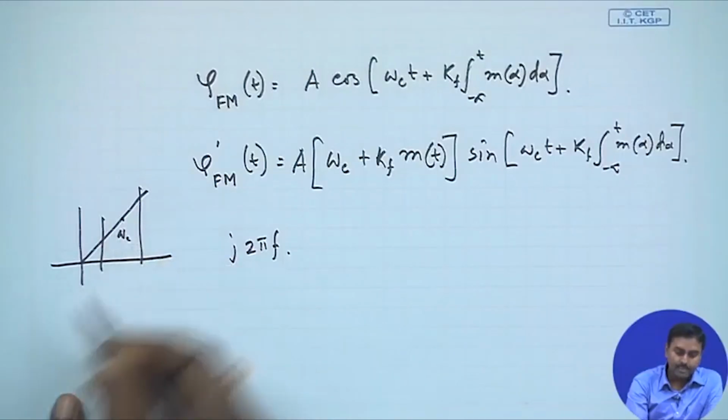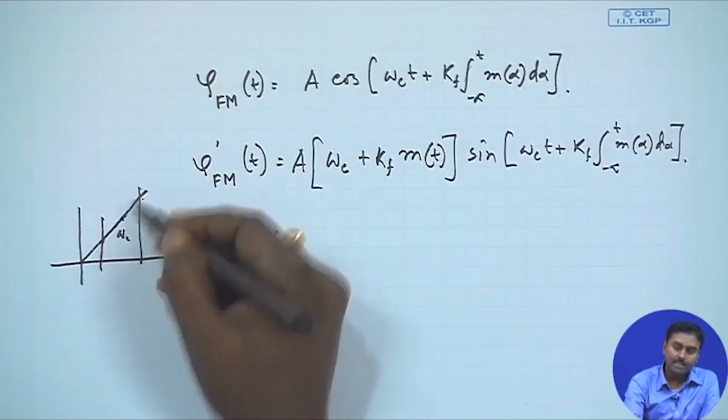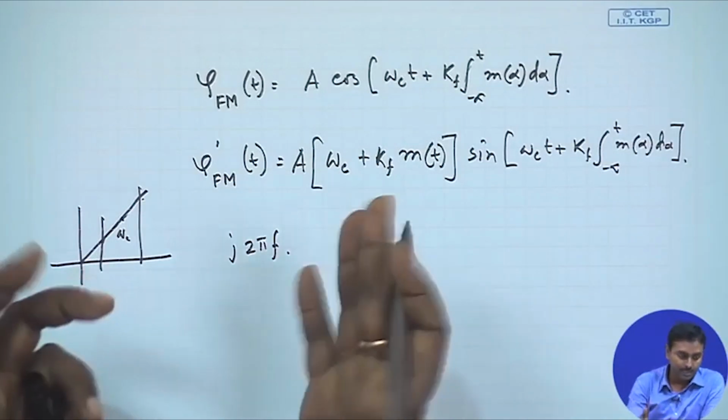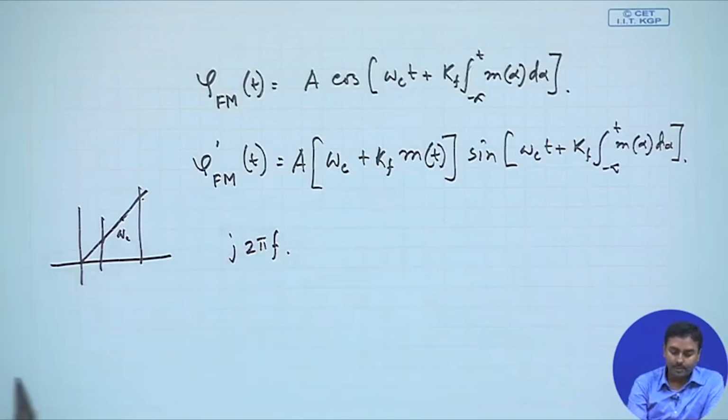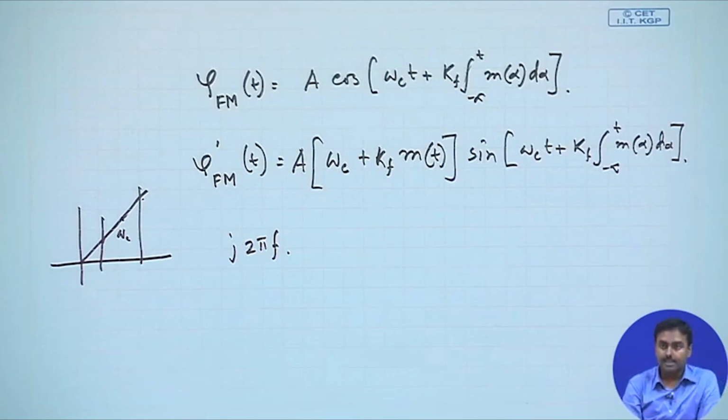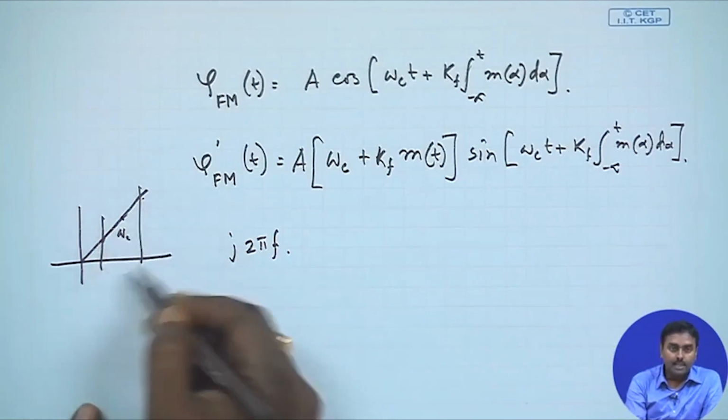Okay. So, if my omega c is somewhere over here and it remains linear over there, means if it is an ideal differentiator, I should be expecting something like this as the output. Okay. And after this, how will the signal look?